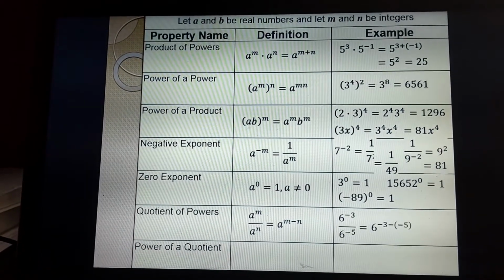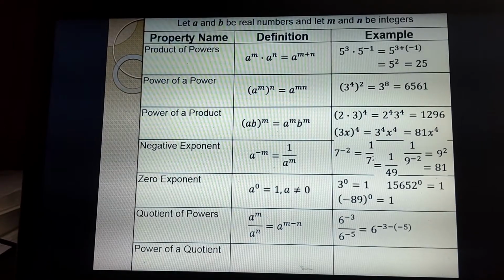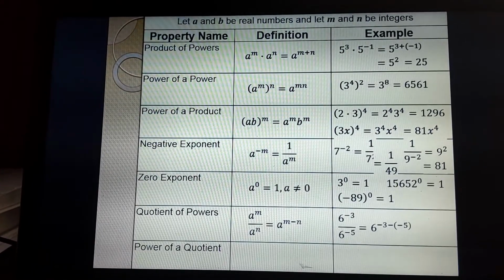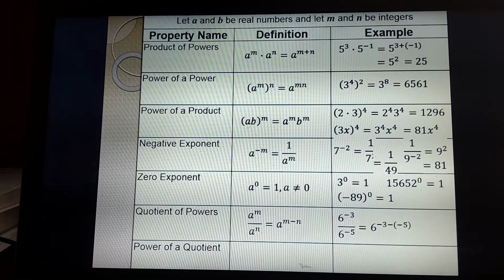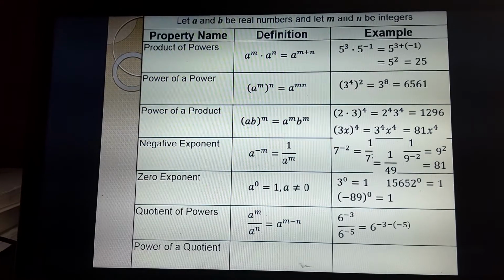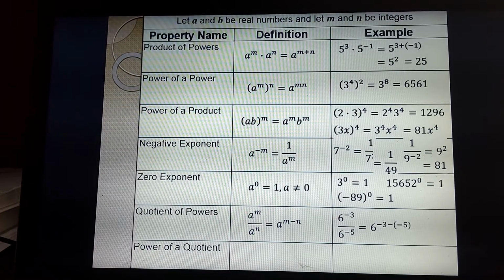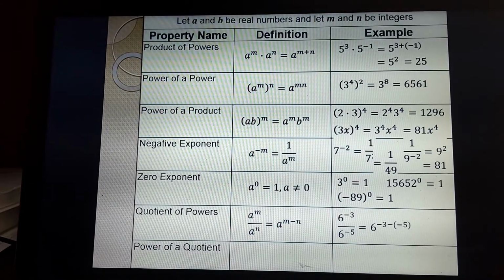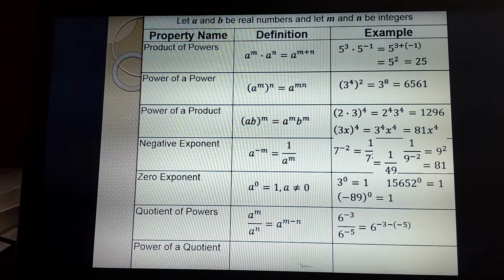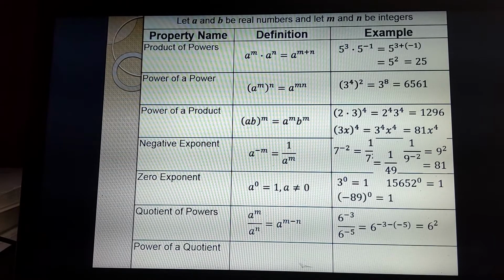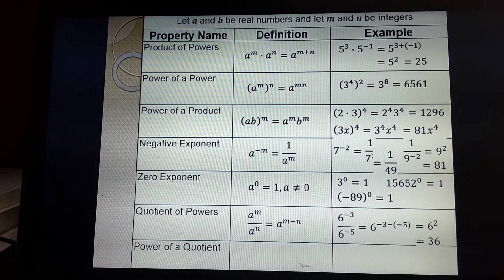So you might have a problem that looks like this. 6 to the negative 3 over 6 to the negative 5. So I'm going to keep the 6 and subtract the exponents. Negative 3 minus negative 5. That's the same as negative 3 plus 5. And negative 3 plus 5 is 2. So it becomes 6 squared, which is 36. On that one, you didn't even need to use the calculator at all.